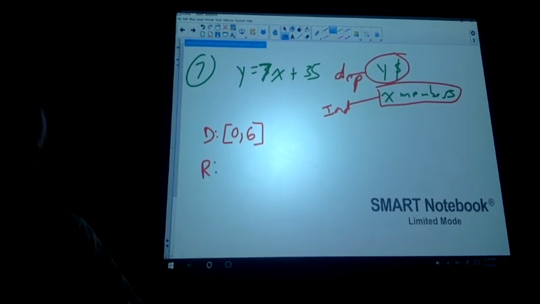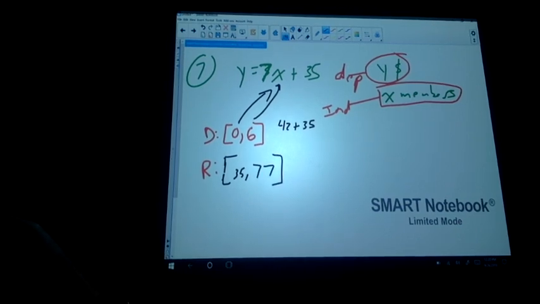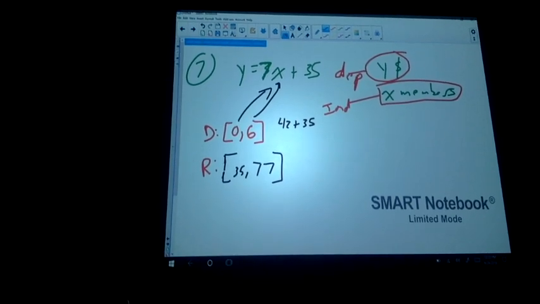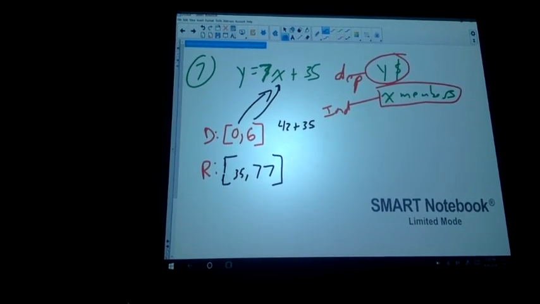As far as my range goes, if I'm going to find my range, I'm going to plug 0 in for x. So 7 times 0 is 0. 0 added to 35 is 35. So if my company doesn't send anybody to the gym, this fitness club still charges them 35 bucks. And then I can have up to 6 people, so then I'm going to plug 6 in for x as well. So I get 42 plus 35. So that appears to be 77. So that's how I get my domain and range. So my domain is kind of given to us, in our range you have to plug in to get.